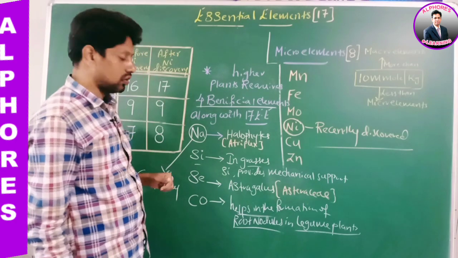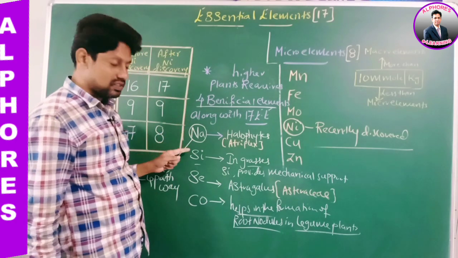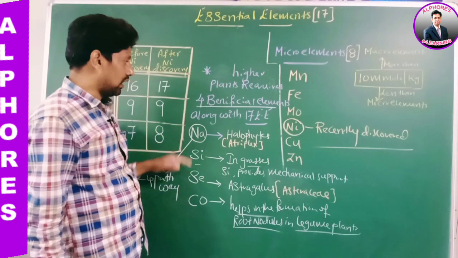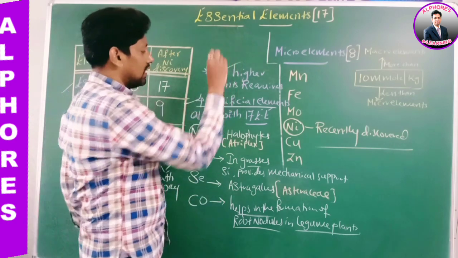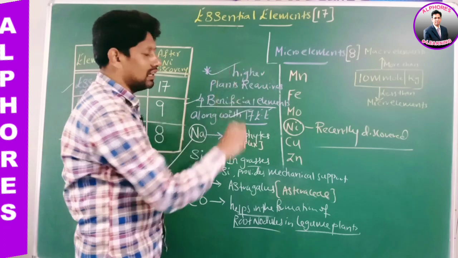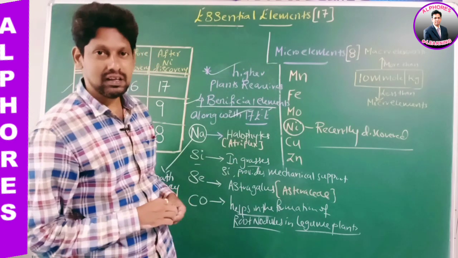Is this statement okay? Therefore, sodium, silicon, selenium, cobalt are the 4 beneficial elements required for higher plants along with 17 essential elements. Okay, right? Thank you.